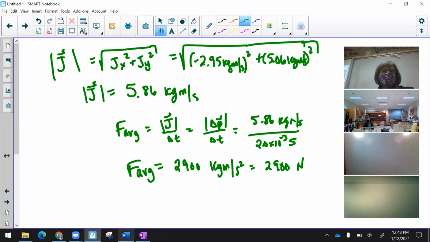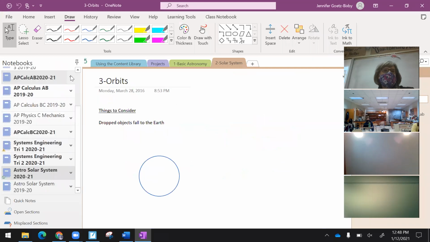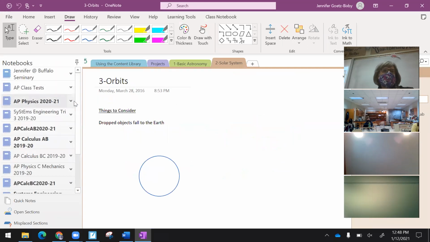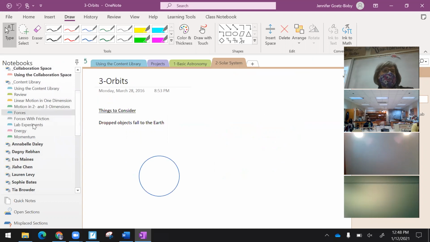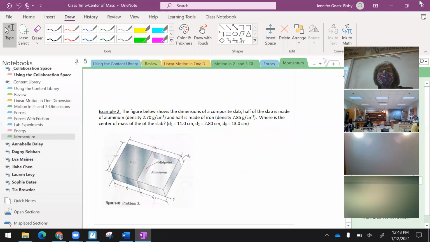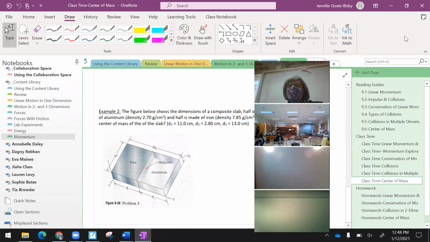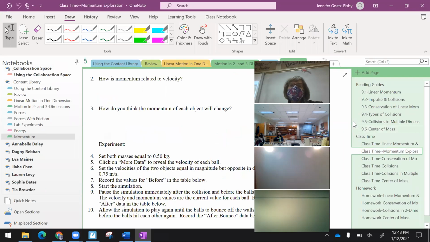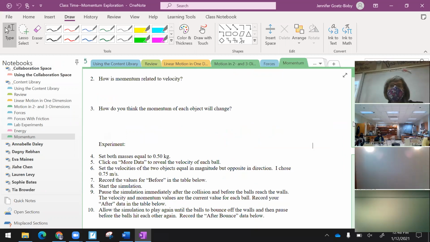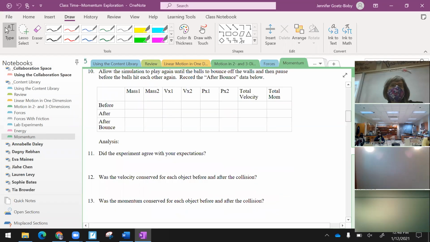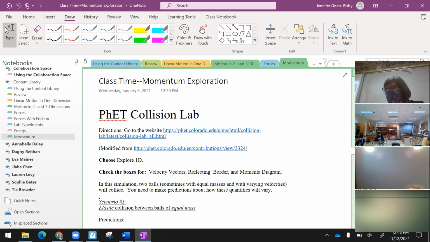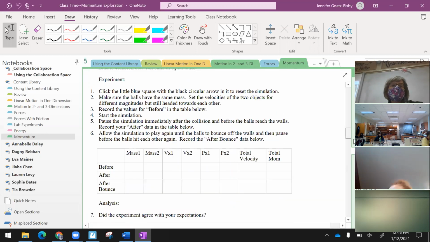Okay, so let's go back and look at the conservation of momentum exploration. So you did this last Friday. You had a bunch of things that were knocking into each other. You were supposed to look at things and see if you could make some conclusions. Okay.